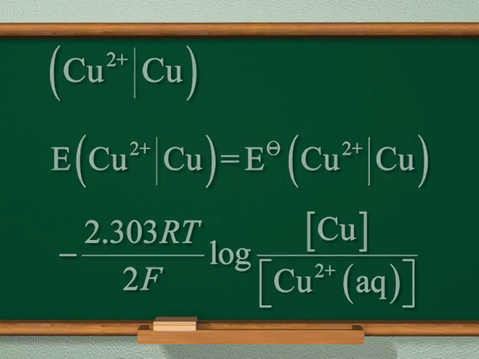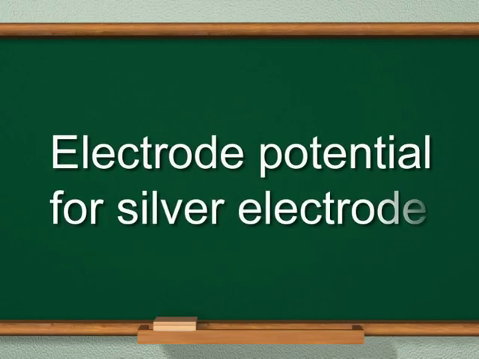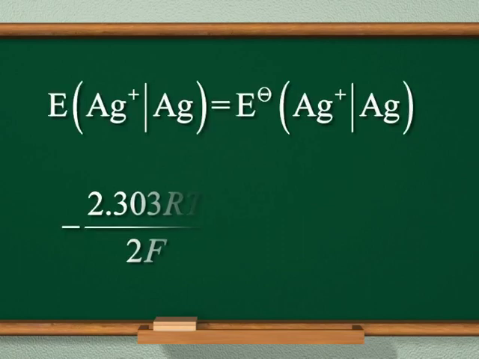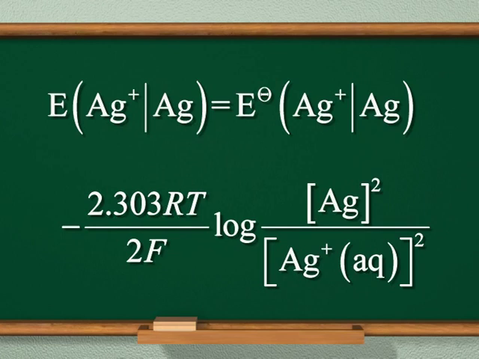We will now discuss electrode potential for the silver electrode. In the given cell, 2 silver ions are reduced to silver metal for every copper atom getting oxidized to copper ion. Hence, to equate the number of electrons, the concentration of silver and silver ions in the equation will be squared. It must be remembered that E naught of silver ions with respect to silver remains unchanged.